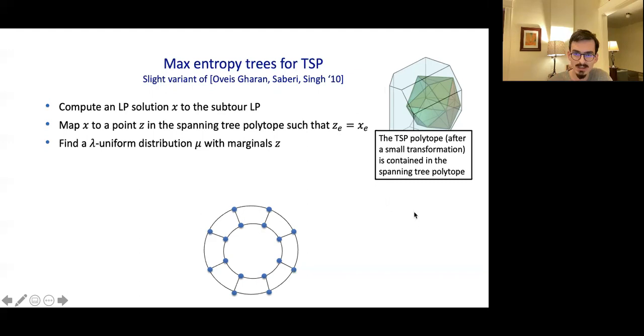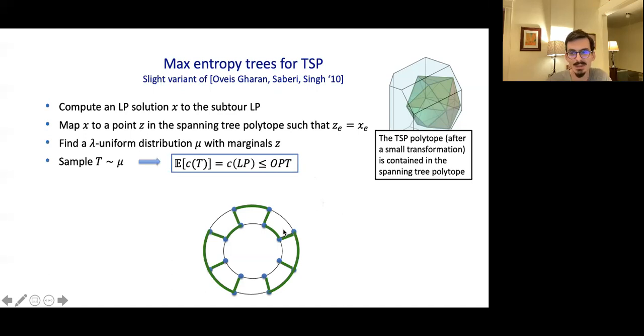And then we use this procedure to find a lambda uniform distribution mu with marginal z. So we find a max entropy distribution that matches z. And then we sample a tree T from mu. And since z has the same marginals as x, this costs at most OPT in expectation. However, T is not yet a TSP tour because it's not Eulerian. We have some odd degree vertices here. So we just make the graph Eulerian. We add the minimum cost perfect matching M on the odd degree vertices of the tree.